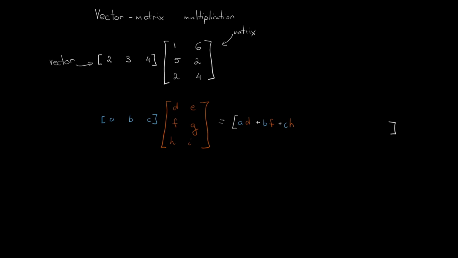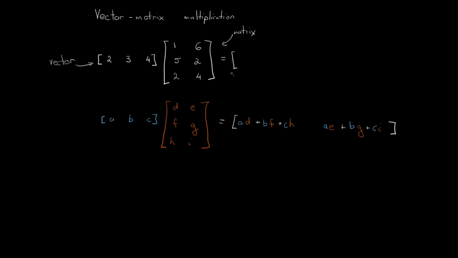And then the second element is going to be produced in a very similar way. We're still going to take this row, but we're going to multiply it by this second column now. So it's going to look like this. We're going to have A, B, C, and then here we're going to multiply these by respectively E, G, and I. And then finally, we are going to add them together.